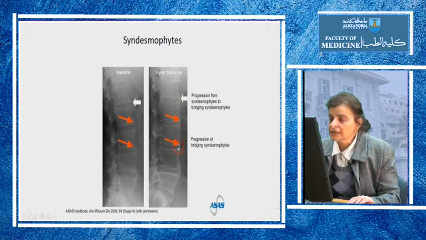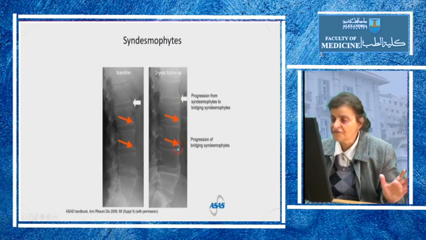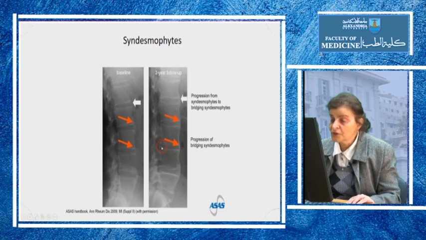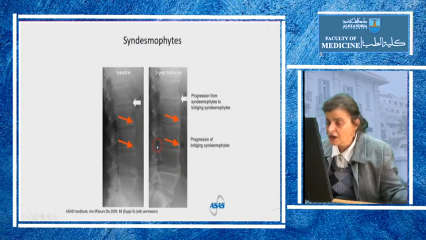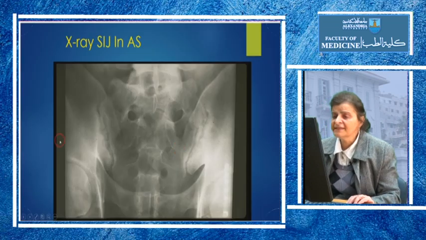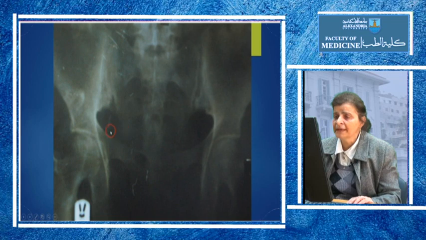That's in contradistinction to the osteophytes. Here you have the vertical new bone formation, so this is the vertical. The osteophytes are occurring in osteoarthritis, and they are horizontal. Here it's the vertical. This is just another picture showing you the severe sacroiliitis on the plain x-ray.